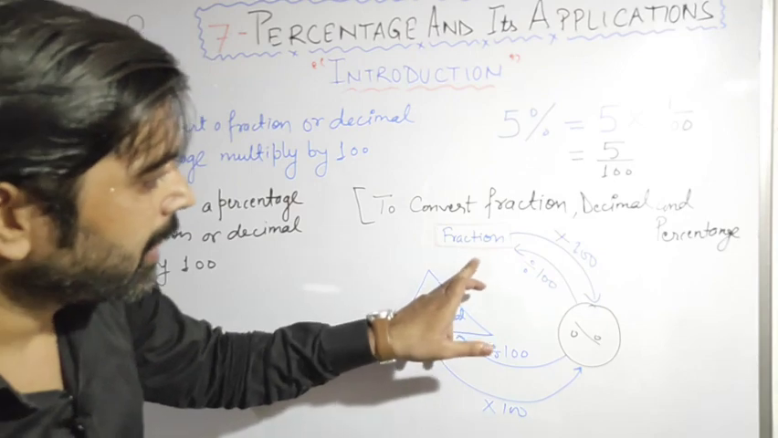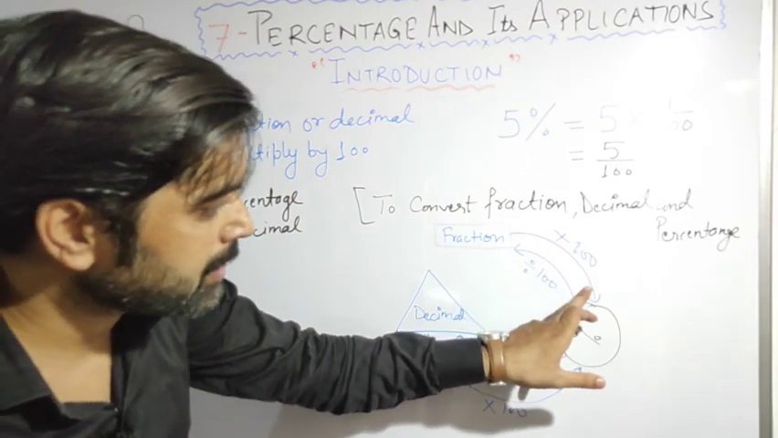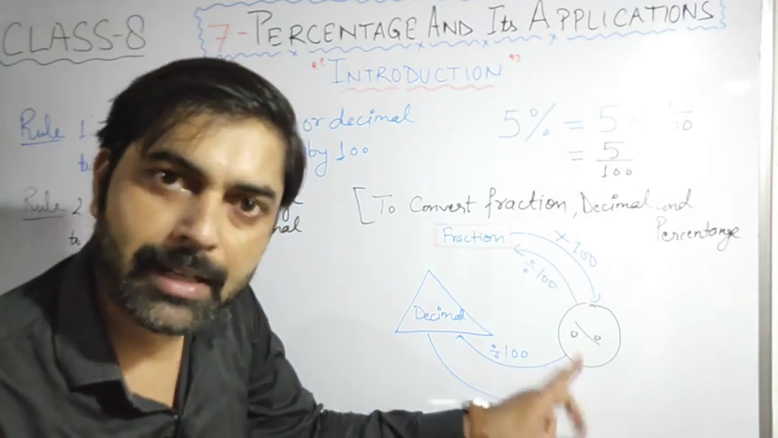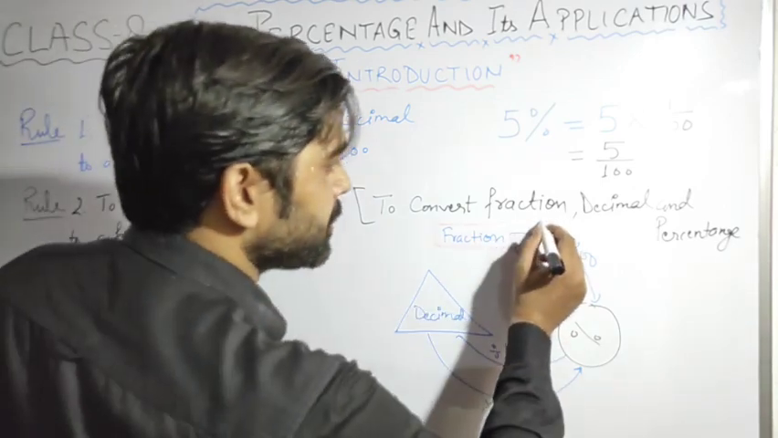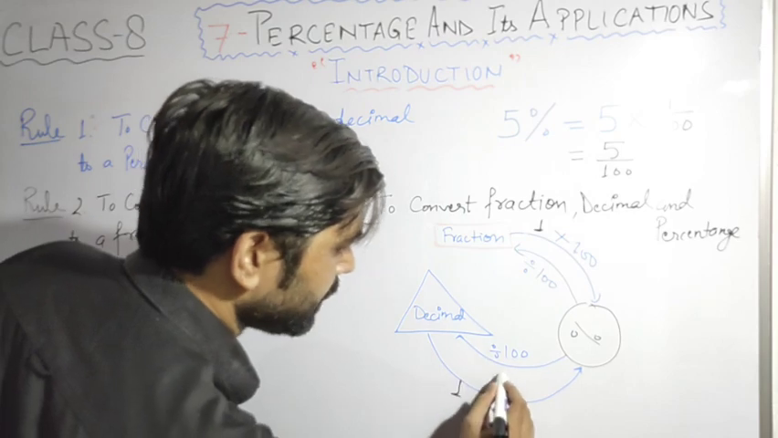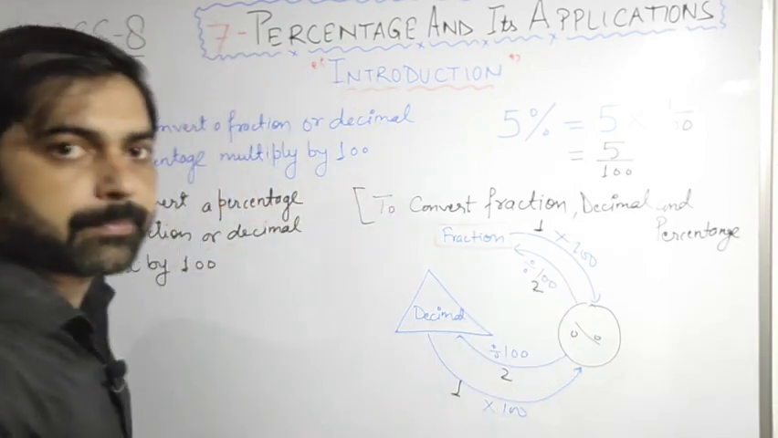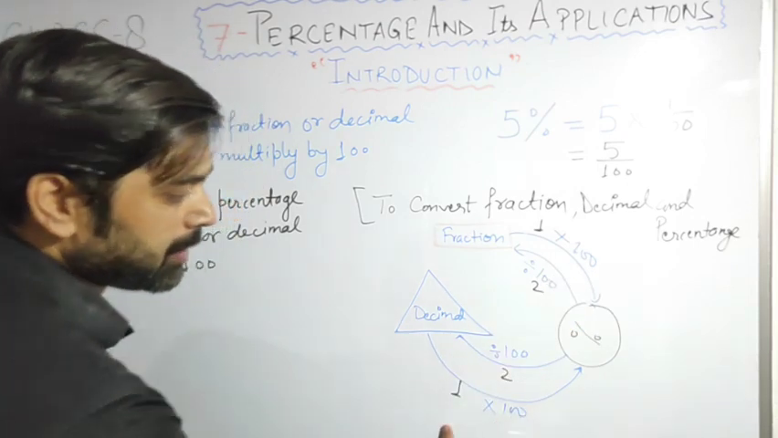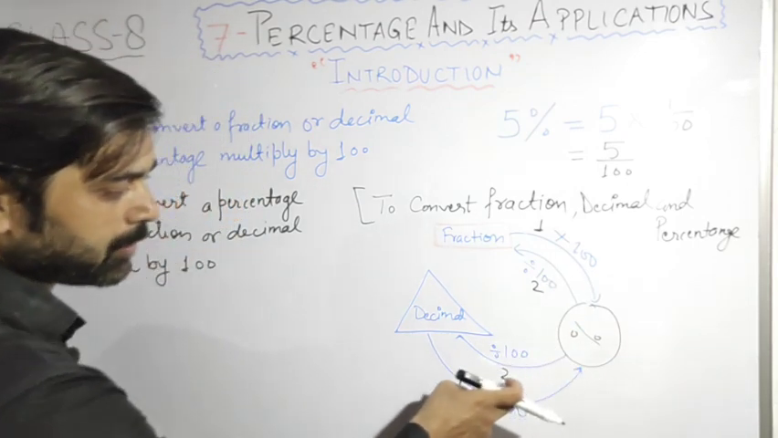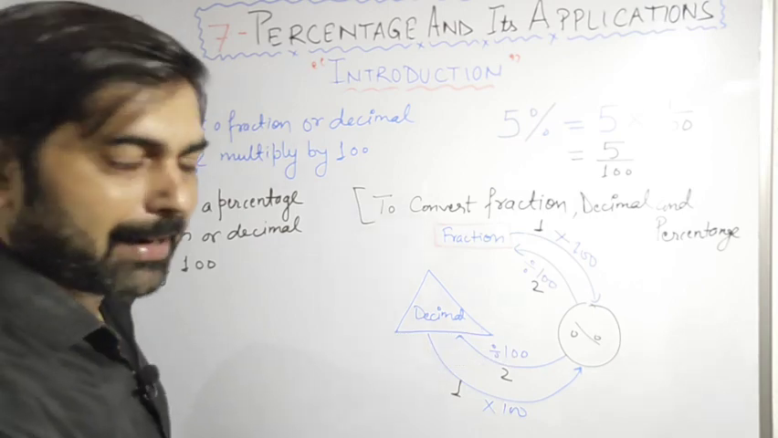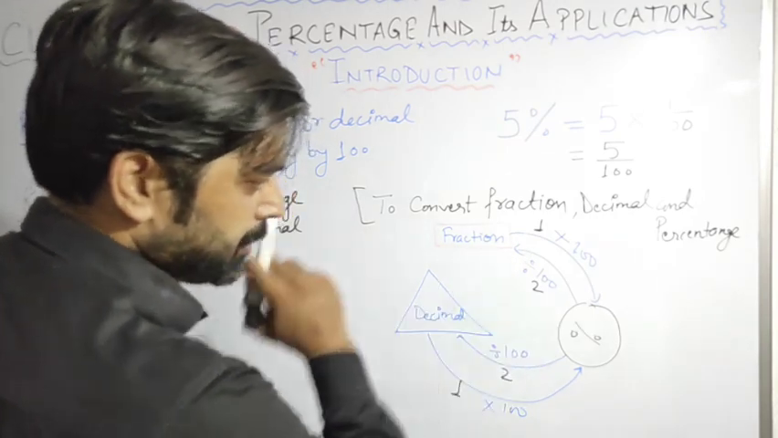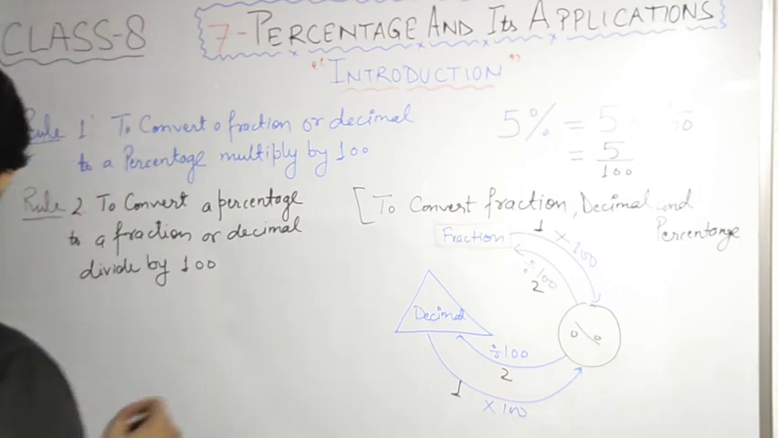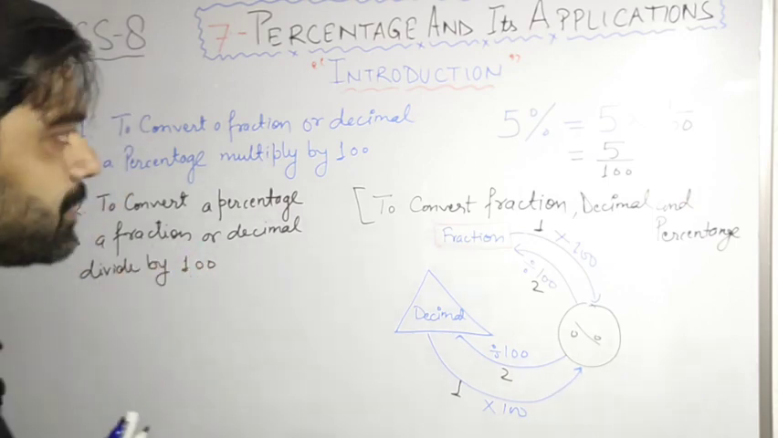So rule first, how we can convert fraction into the percentage? Multiply by 100. How we can convert decimal to percentage? Multiply by 100. Understood? So this is the rule first, and this is the rule second. Fraction to percentage multiply by 100, decimal to percentage multiply by 100, and percentage to decimal or fraction divide by 100. Okay, we take some examples about this rule.